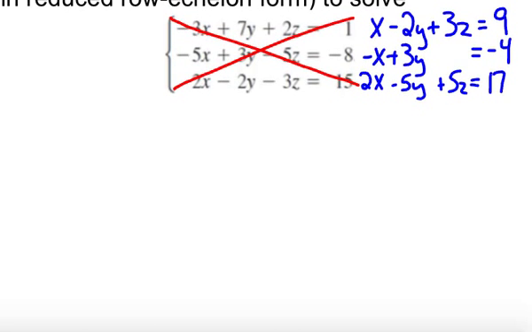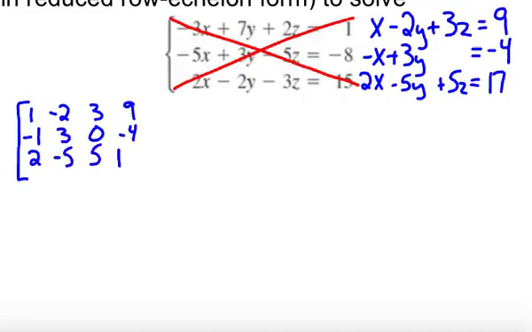Okay, so we're going to start out the same way. We're going to make our augmented matrix. 1, negative 2, 3, 9, negative 1, 3. There's no z term, so 0, negative 4, and 2, negative 5, 5, 17. Okay, and just remember, this is an augmented matrix. We don't normally write those little dashed lines. So our goal is to get a leading coefficient of 1 and zeros everywhere else in that column. Okay? Now, we've already got the leading coefficient of 1 here, so we're just going to leave row 1 alone.